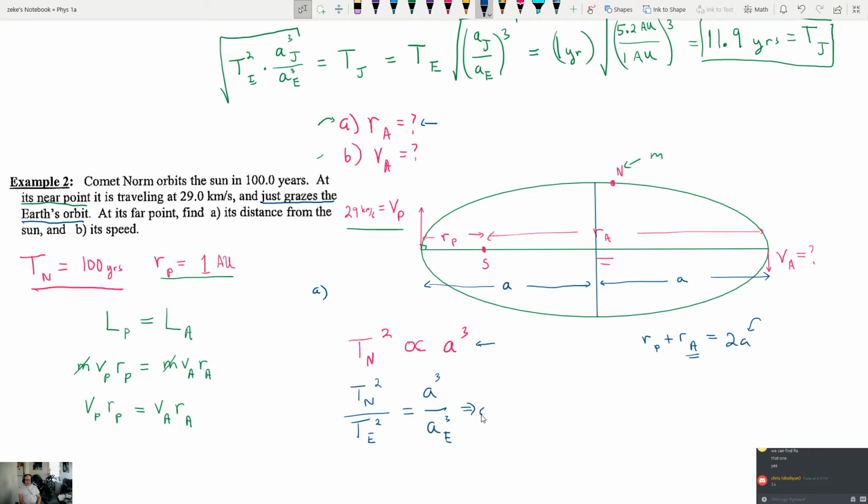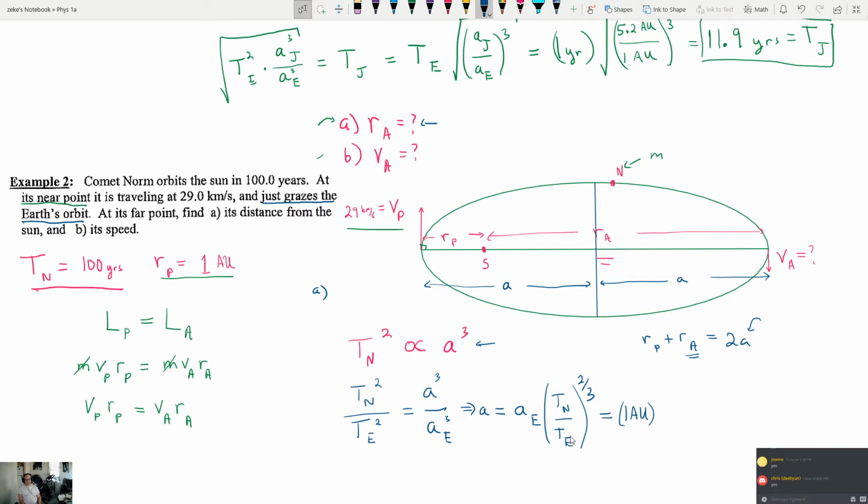We'll get that A is going to be equal to AE times the cube root of Tn over Te. I'm going to write it like this, and you guys tell me if I confuse you too much. Would you all agree that that's what you're going to get? You solve for A, right? 2/3 power, right? Okay. So we just plug everything in. We know the semi-major axis for Earth was defined as 1 AU.